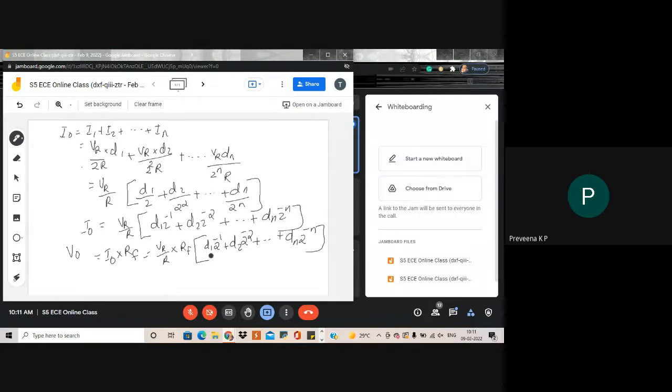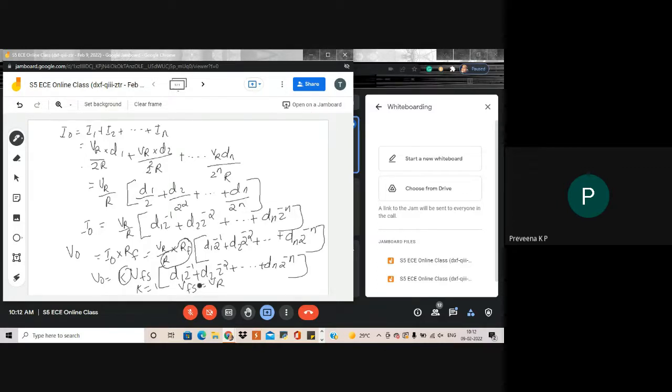So you may remember this equation. In the previous class we have written that output voltage equals K into VFS into D1 2 raised to minus 1 plus D2 2 raised to minus 2 plus etc. plus Dn 2 raised to minus n. So what is VFS? If RF equal to R, then K equal to 1, and VFS equal to VR. So whenever the feedback resistance value equals R, you can write K equal to 1, and VFS equals VR.